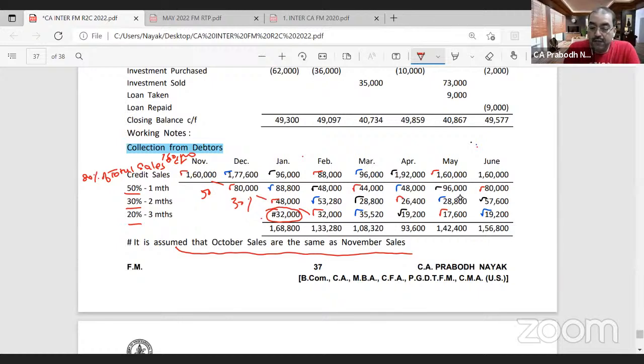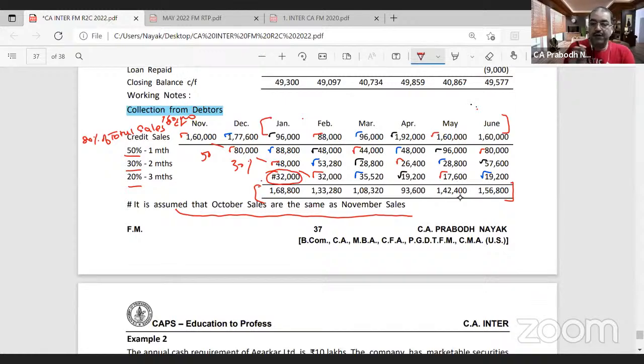So that is the most important thing that I've got to explain. Then we start taking the sales because we are preparing from Jan to June, so I want only this period. I'm not calculating for other months, only this period. So I get 168,800 for Jan, 133,280 for February. Now, the calculation of collection from debtors is over. That is a big calculation that I wanted to show, especially the figure of this 32,000, and from where I got this 32,000. Now you have understood the figure.